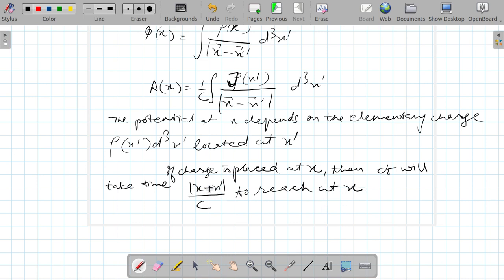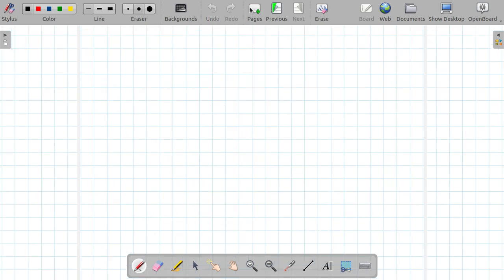It is the distance from x prime to x, and c is the speed, because it is an electromagnetic disturbance traveling with the velocity of light. So keeping this in mind, the potential will change, and if I want to find the potential at an earlier time, means earlier than t, that is at time t minus |x minus x prime| over c.